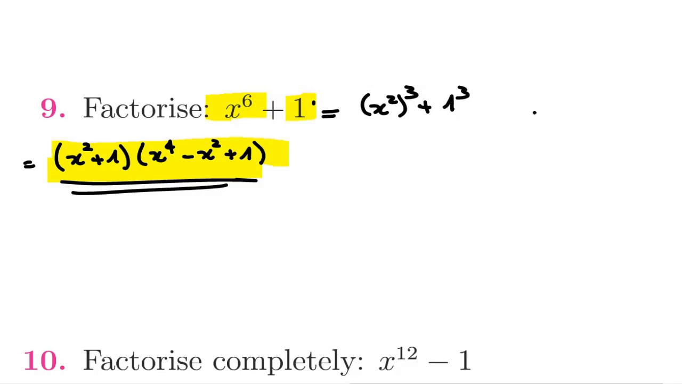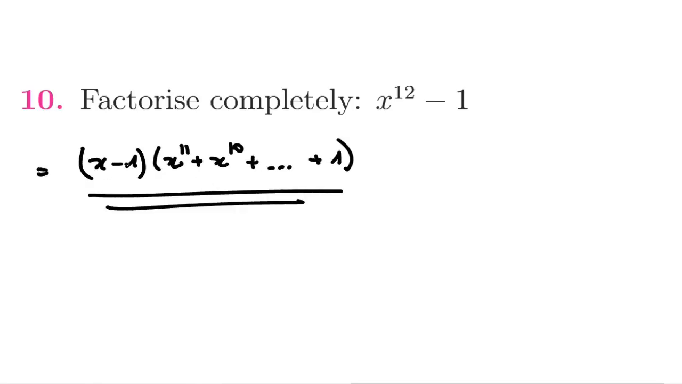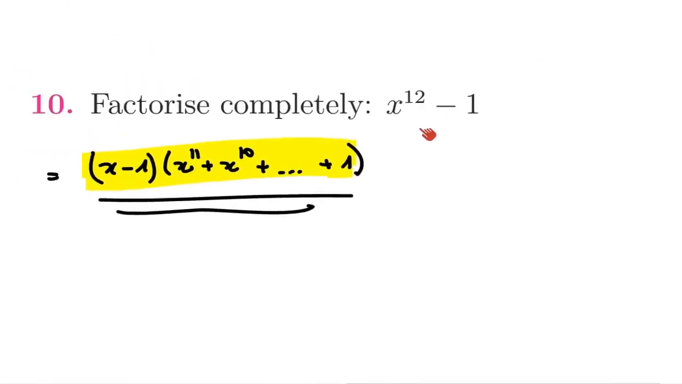We saw this as a cubed plus b cubed. It says to completely factorize it. If we want, we can factor it like this. X minus 1, x to the power of 11 plus x to the power of 10 plus ... plus 1. Or what else can we do? Or we can expand it like this.